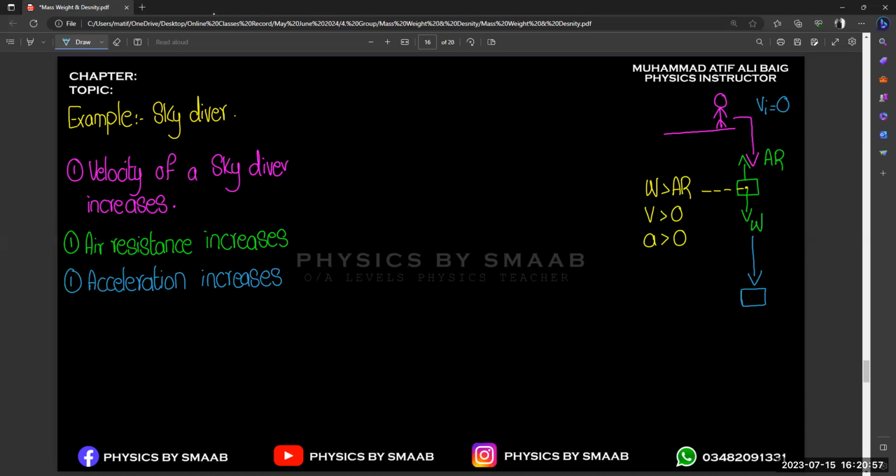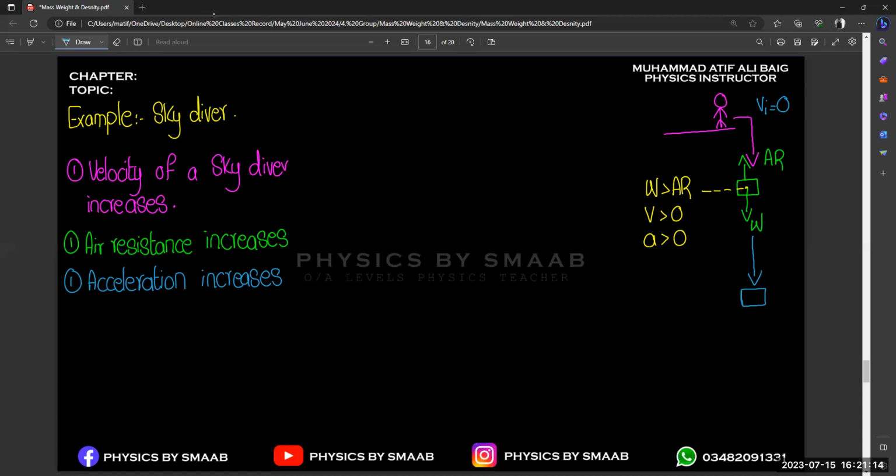Let's suppose you consider two objects. If we drop a stone from, let's suppose, 20 meters from the ground, and we drop a paper from the same height of 20 meters from the ground, what was your observation? The rock would fall first. Yes, so the rock will fall first.